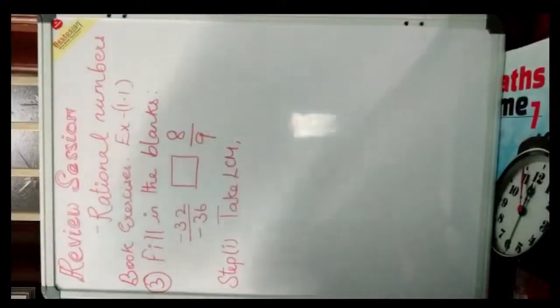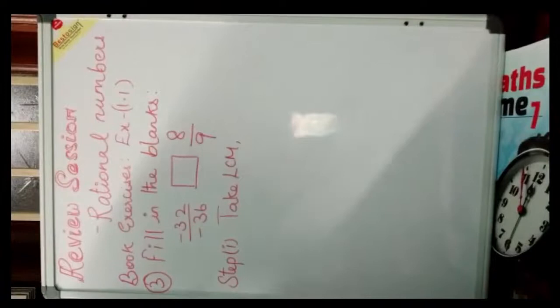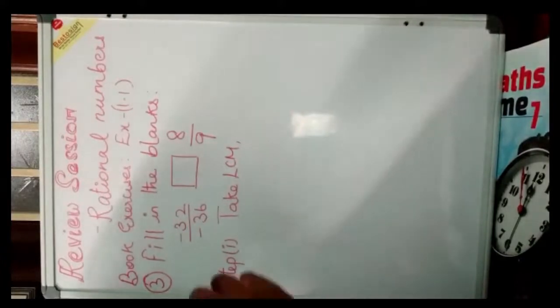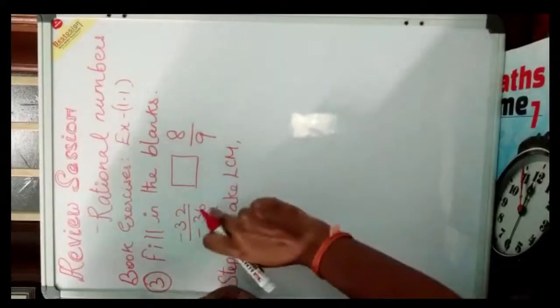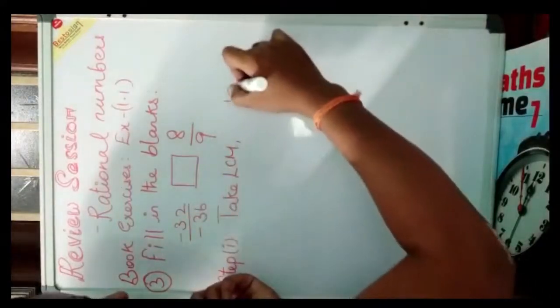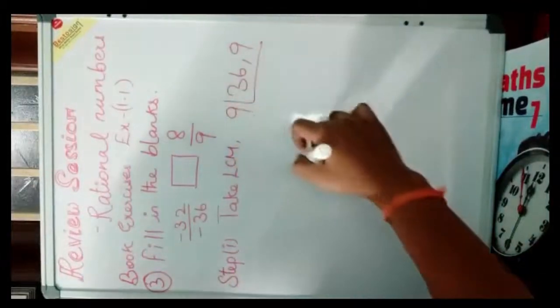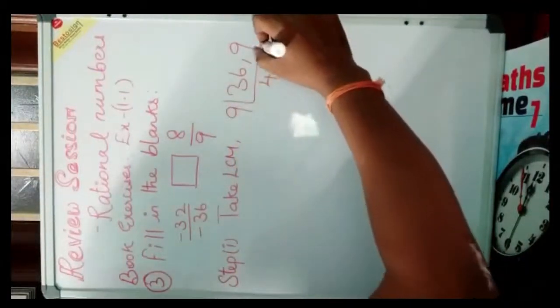The next problem that we are going to see is minus 32 by minus 36 and 8 by 9. So in these two rational numbers, we need to see which one is greater. So first we need to take LCM of the denominators. So here the denominators are 36 and 9. So here we can take 9, 9 4s are 36.